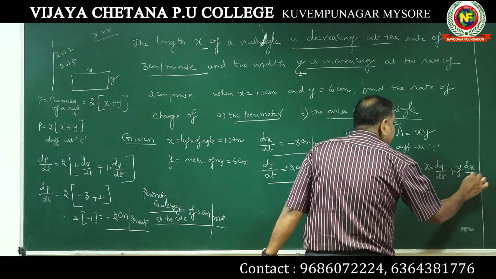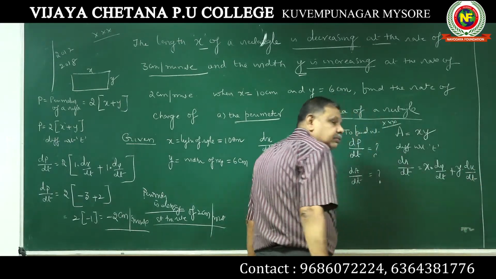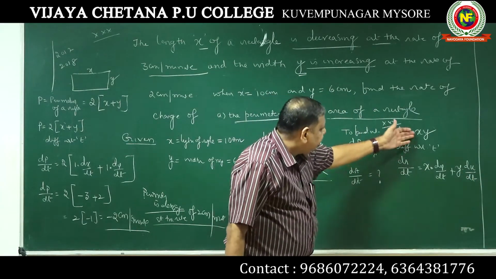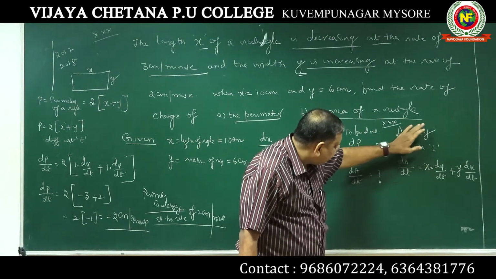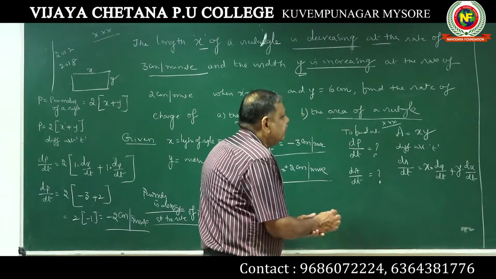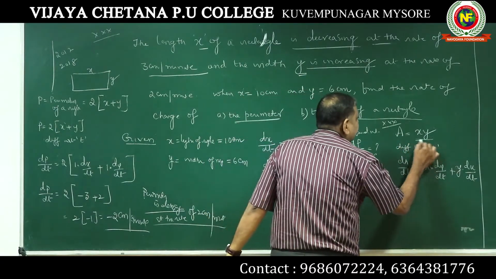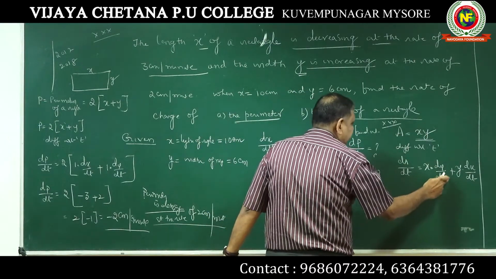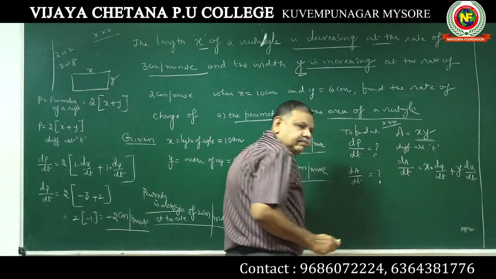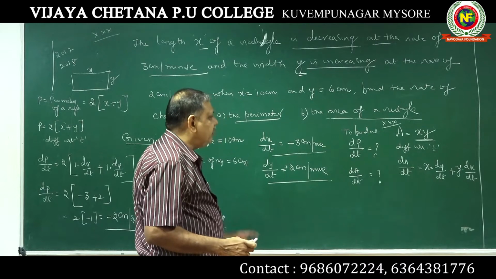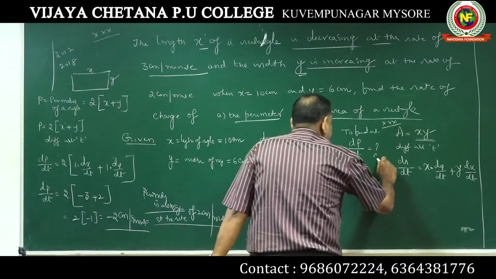While doing this problem I have seen many students commit a mistake. They simply write 1 into dy by dt, and for y just 1 into dy by dt. That is wrong, because in the product rule you have to apply this function into dy by dt of this plus this function into dx by dt of that. You should write the product rule, a very very important step. You write it down, a very important step.